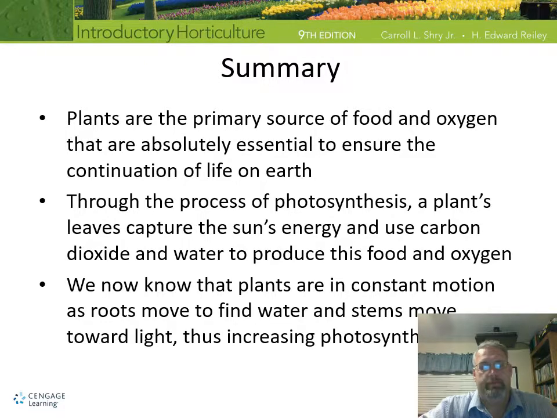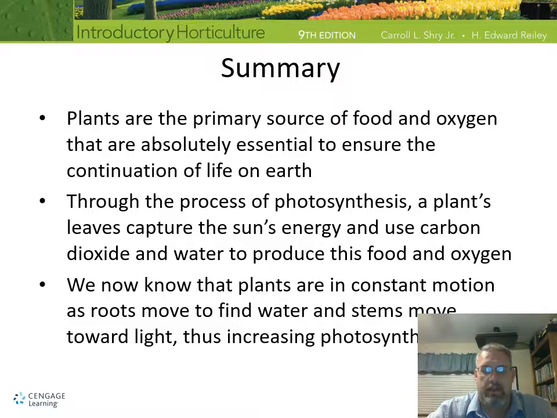So, in summary, we talked about plants being the primary source of food and oxygen. They do this through a process called photosynthesis. The plant's leaves capture the sun's energy. They use carbon dioxide and they produce a simple sugar or a food source.